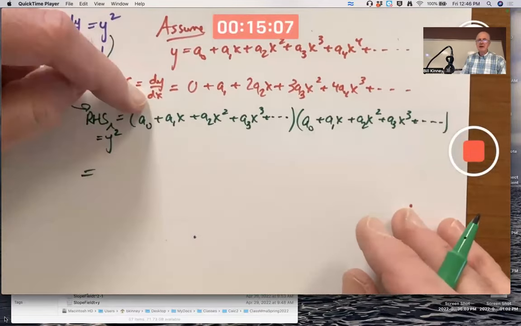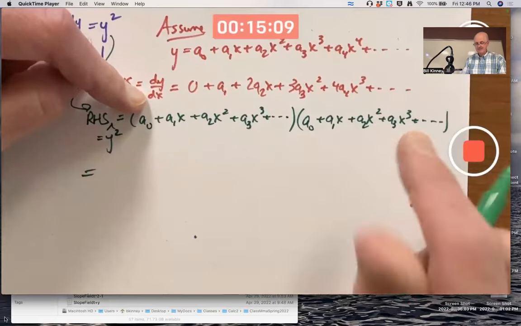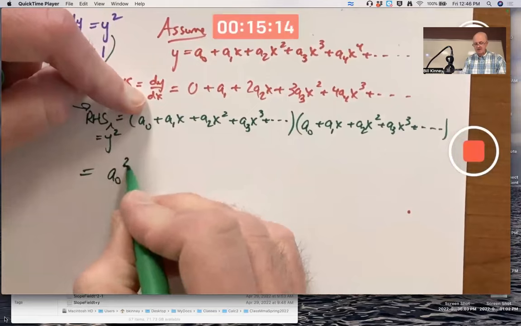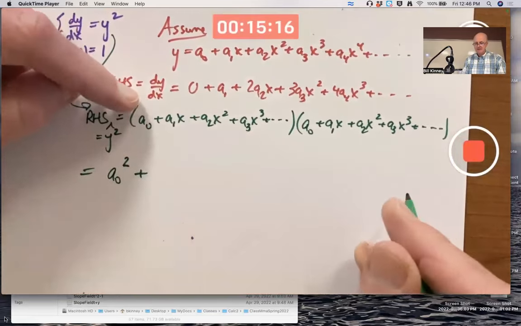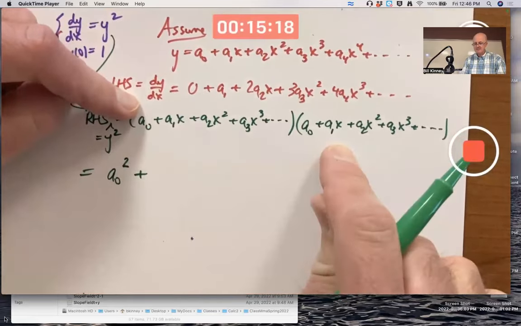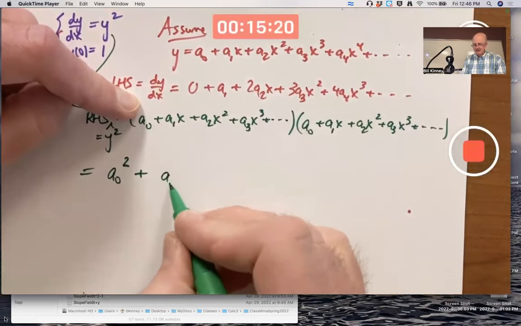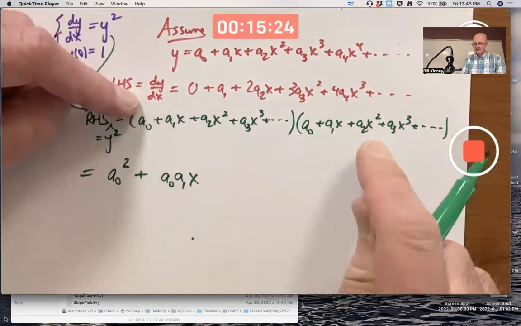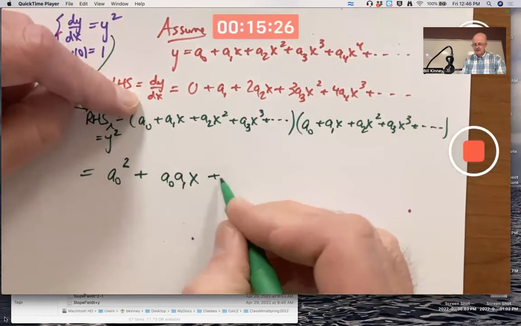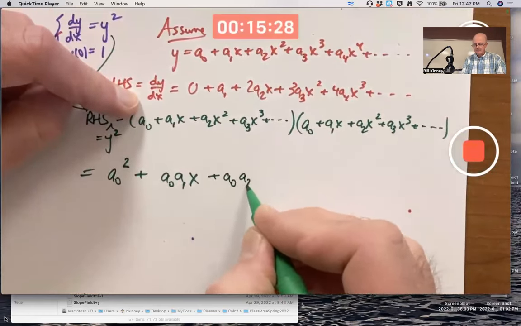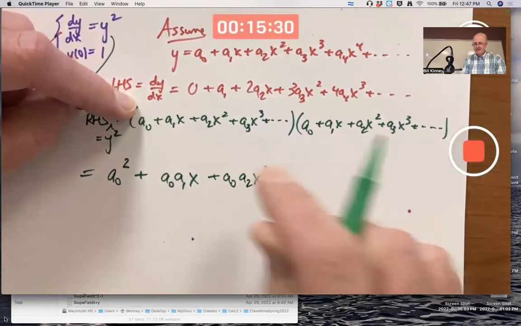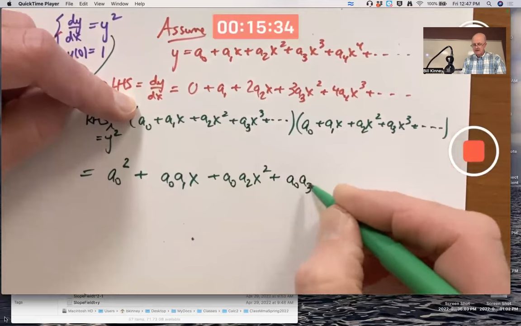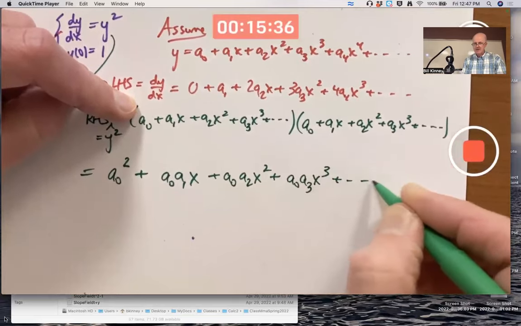Multiply. Start with the first term on the left, multiply times every term on the right. A0 times A0 is A0 squared. Then I have A0 times A1x. Then A0 times A2x squared. Then A0 times A3x cubed, etc.